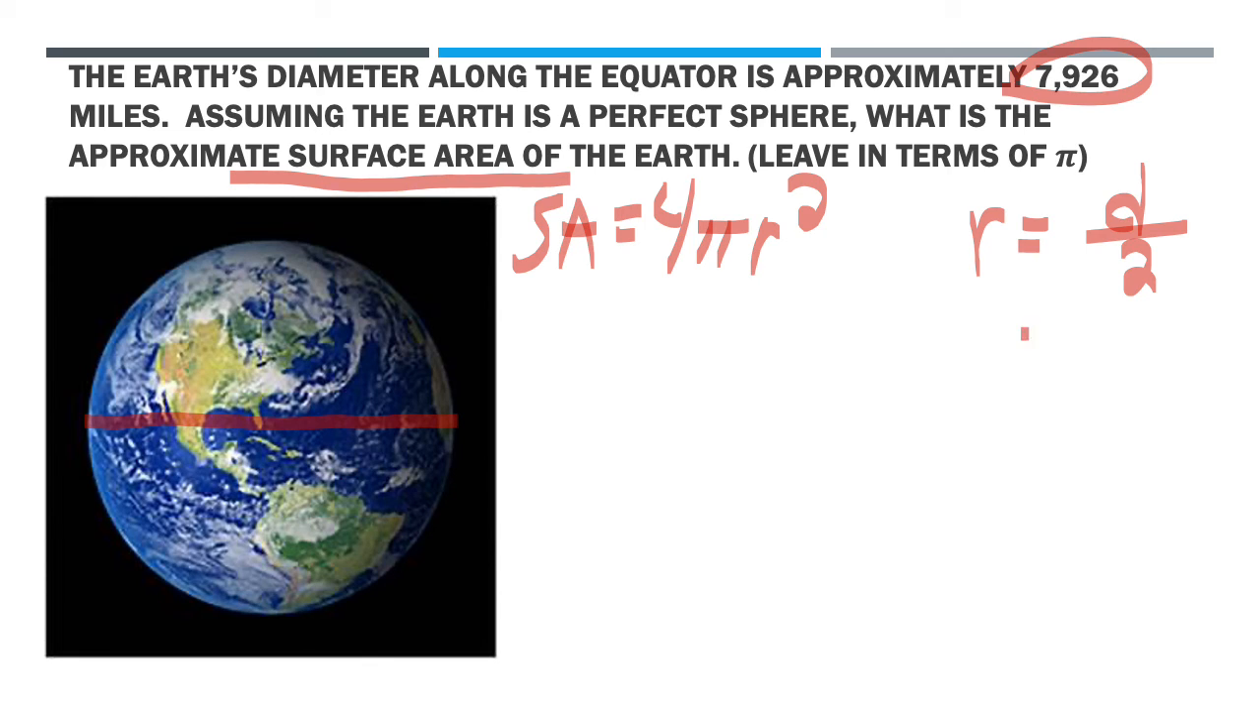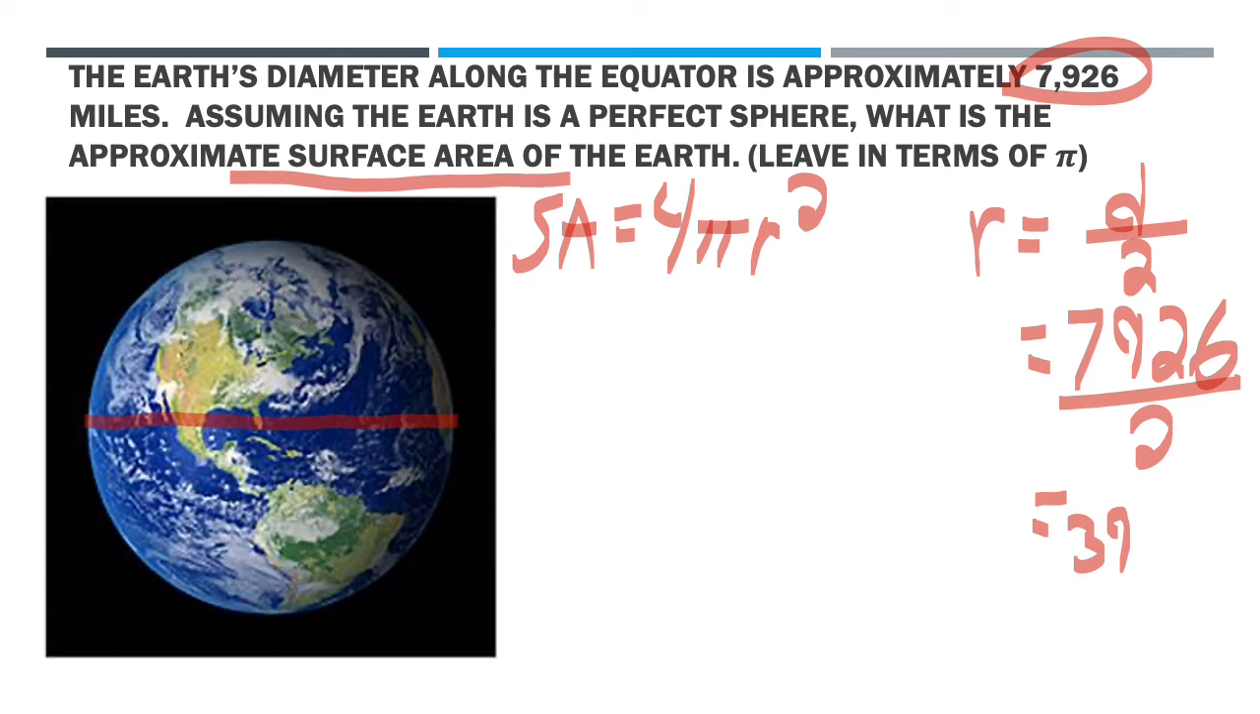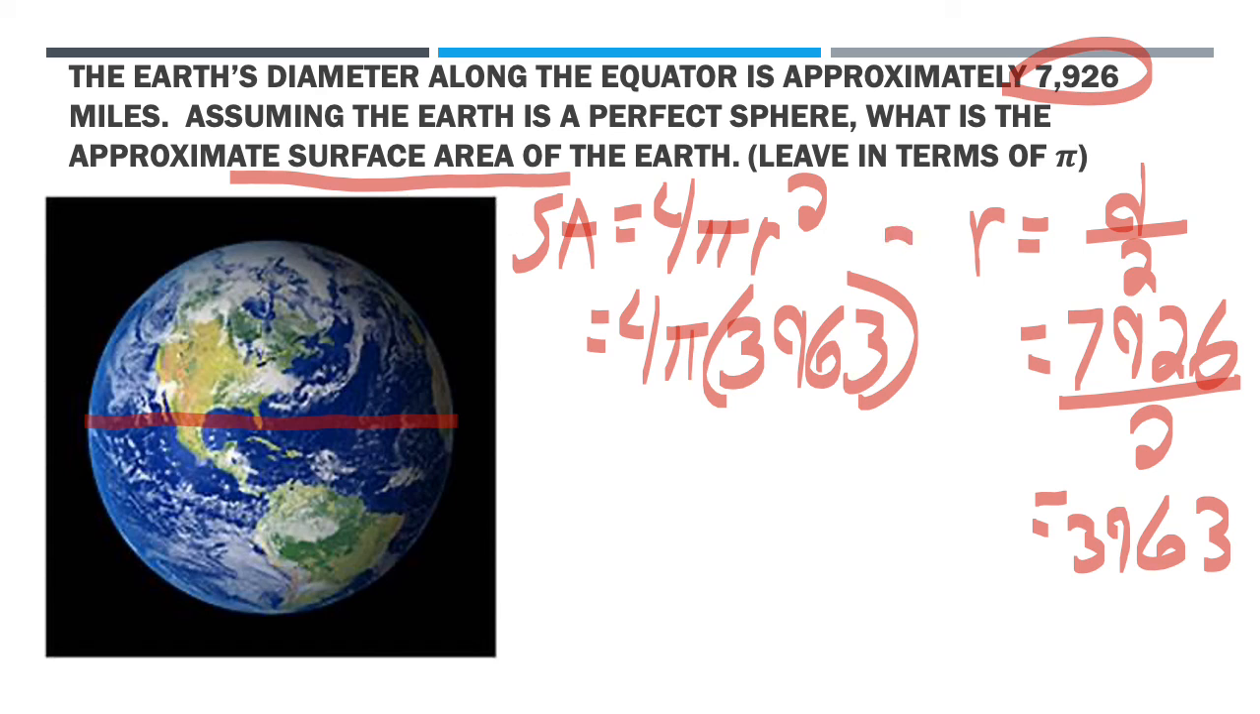So all we're going to do is this: 7,926, we're going to divide that by 2. And that's going to give us 3,963. All right, so we have our radius. So now we're just going to substitute the information in our formula. So we have equals 4 times pi times our new radius, which is 3,963 squared. Ooh, you already know that's going to be a big number.